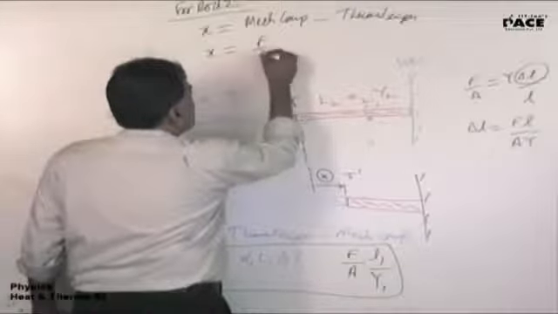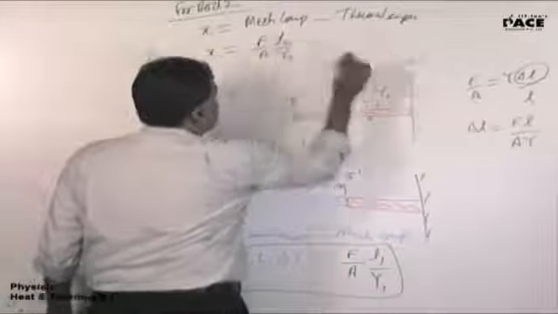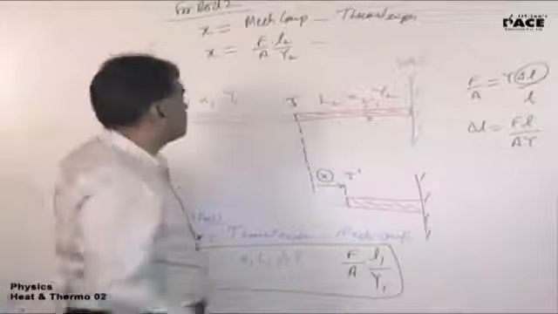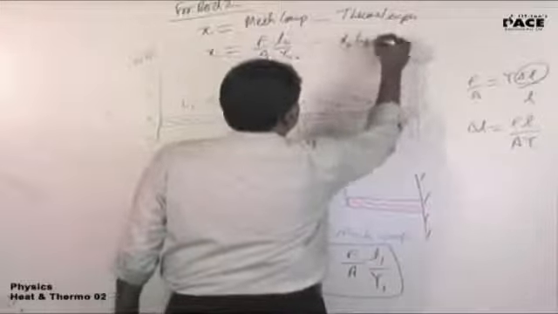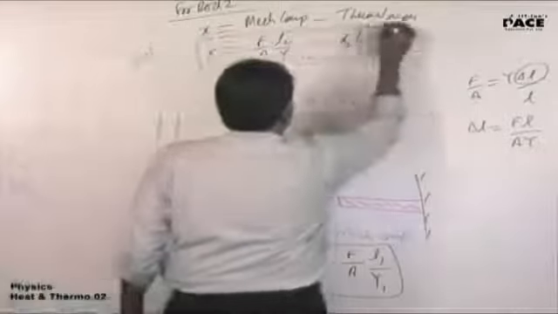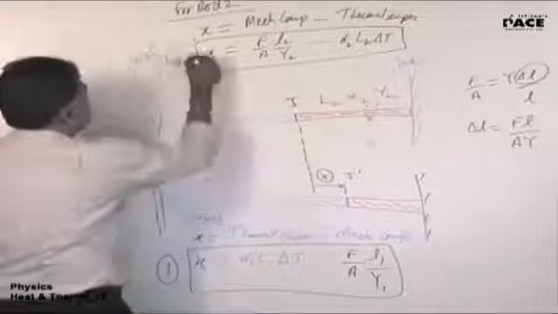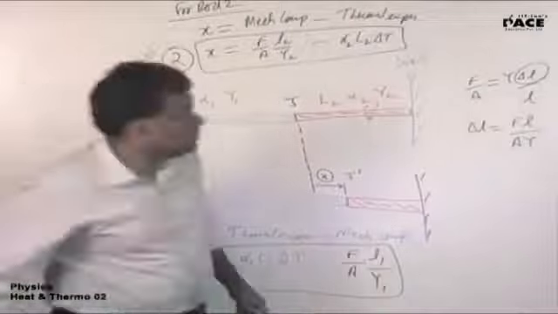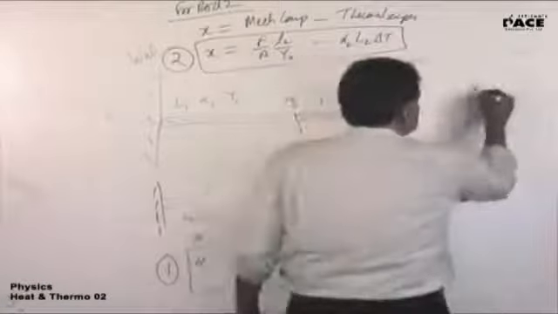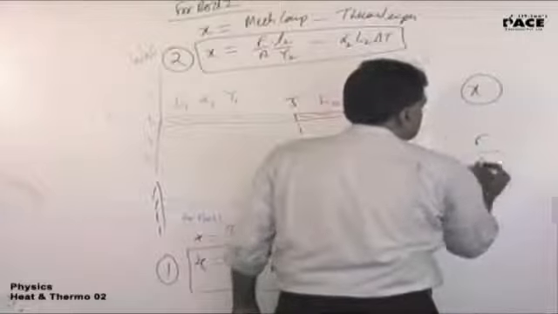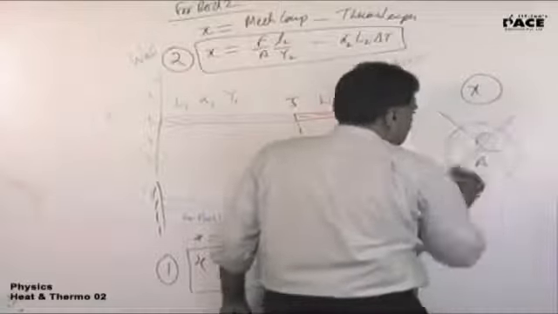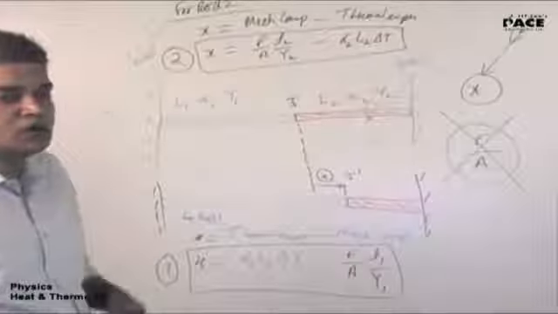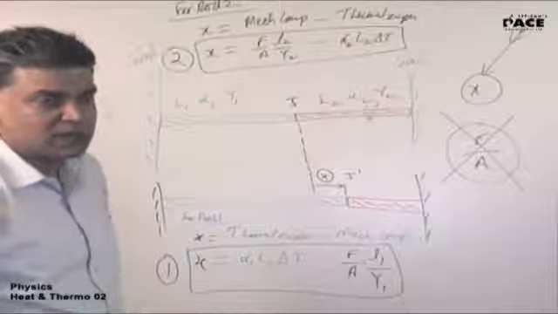F by A L2 by Y2 minus alpha 2 L2 delta T. Yeah, here is your equation 2. Equation 1, equation 2, and you have got two unknowns. X is one unknown and F by A, the stress, is another unknown. Eliminate F by A, solve for X, that's your answer. Two equations, two unknowns. Finish it off. You can get your X.